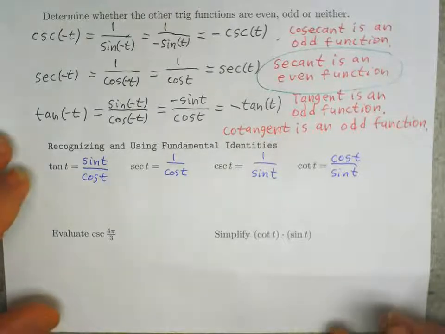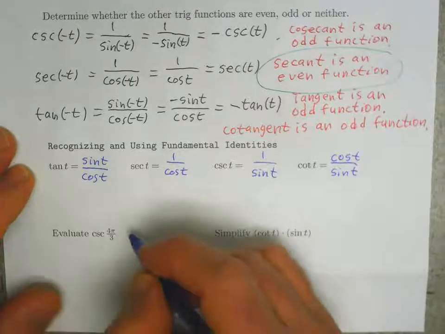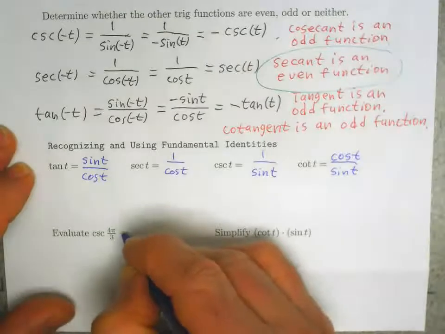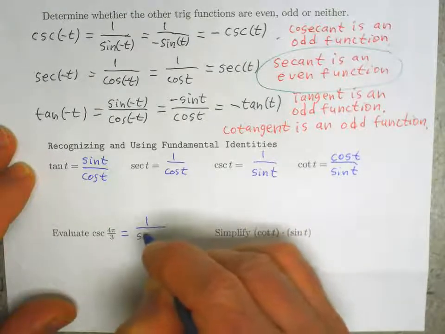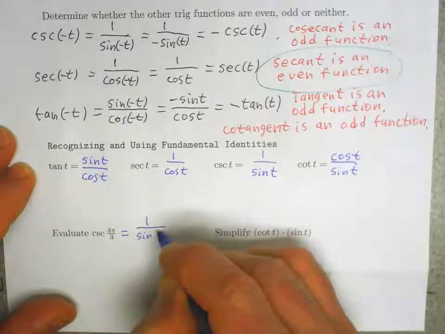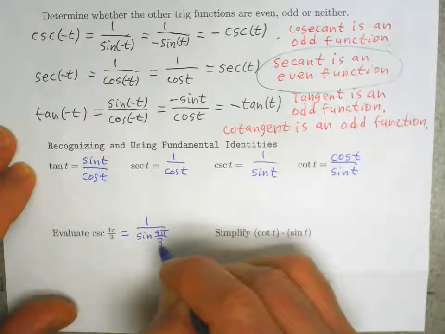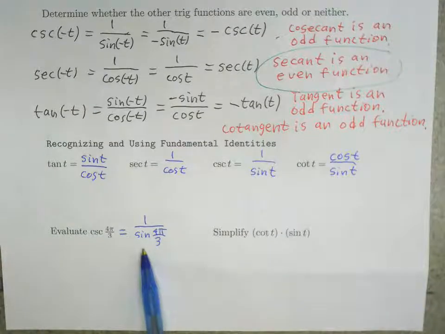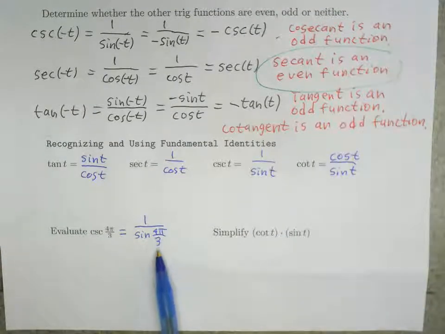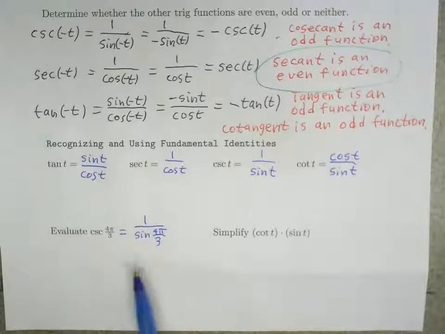Well, remember that cosecant is the reciprocal of sine, so this is the same as 1 over sine of 4 pi over 3. So we can find sine of 4 pi over 3, and then its reciprocal is cosecant of 4 pi over 3.